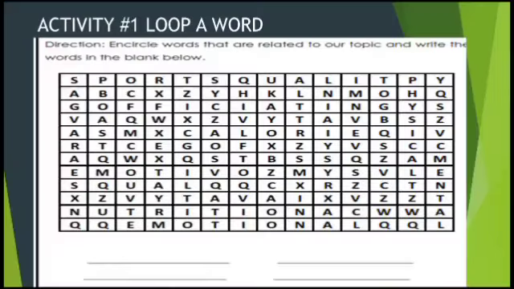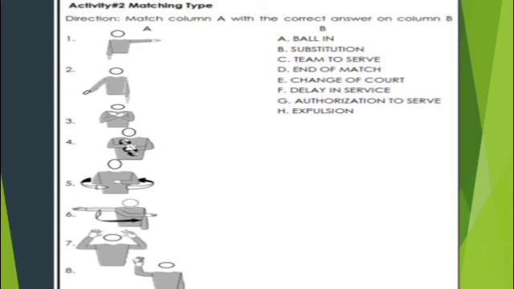To know if you learned something from our discussion, answer activity number 1, loop a word. Encircle words that are related to our topic and write the words in the blank. Answer activity number 2, matching type. Match column A with the correct answer in column B.